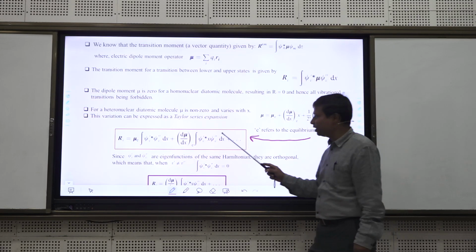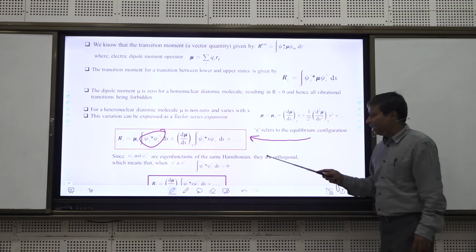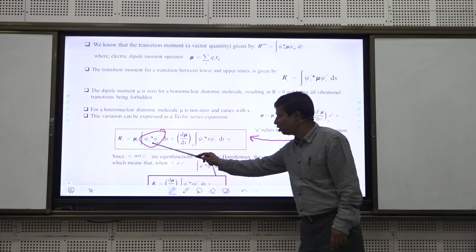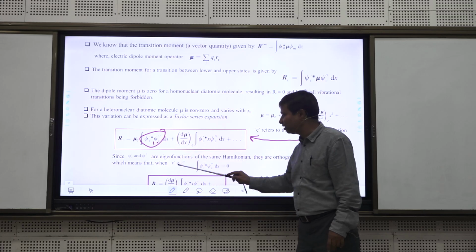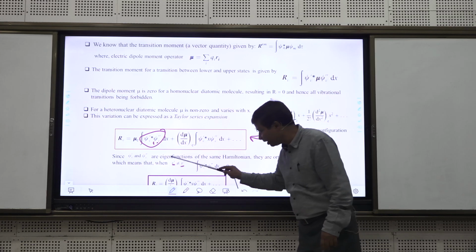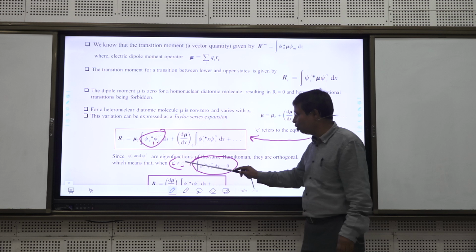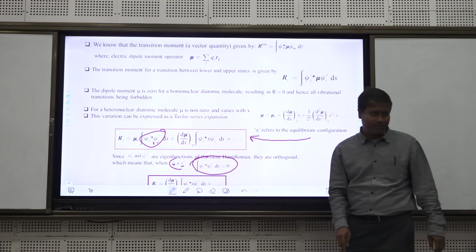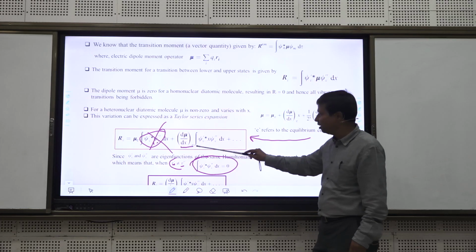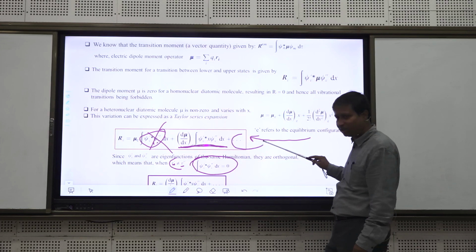Now in this expression, these two wave functions are eigenfunctions of the same Hamiltonian, and that's why they are orthogonal, and the integral is 0 unless v prime is equal to v. So this term is 0. So what is remaining? The next most contributing term is this one, others will be less contributing.